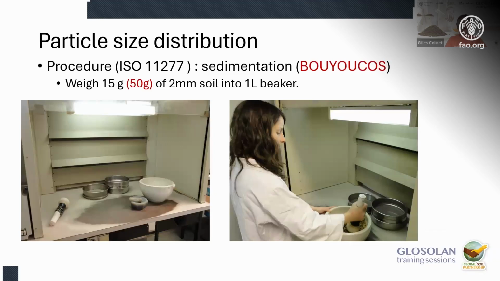So here, what we did. First, of course, is weighing the soil particles. We use 2 millimeter soil, and we weigh 15 grams for the soils. For the Bouyoukos, it needs a denser solution, and usually it is recommended to use 50 grams of soil.